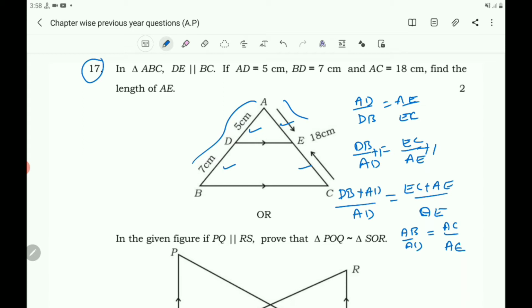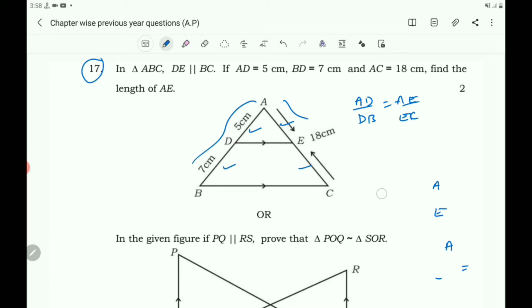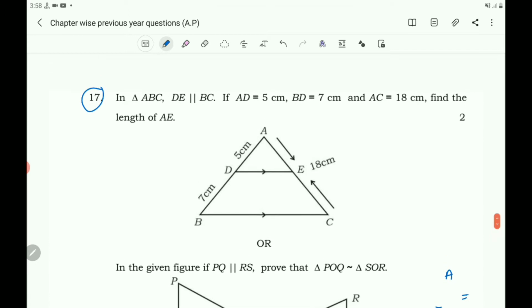If you take the reciprocals, it becomes AD by AB is equals to AE by AC. So here it is one of the corollaries of the Thales theorem. You got it by adding 1 to both the sides of the reciprocal of AD by DB equals AE by EC. So you can take it directly. So what is given here? You note down given. So you write the solution.